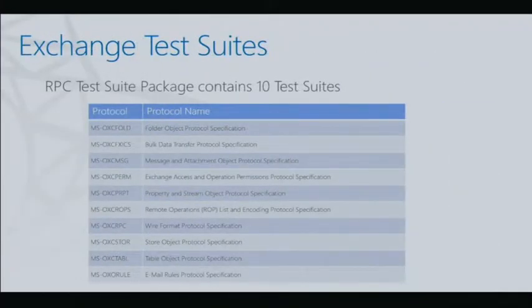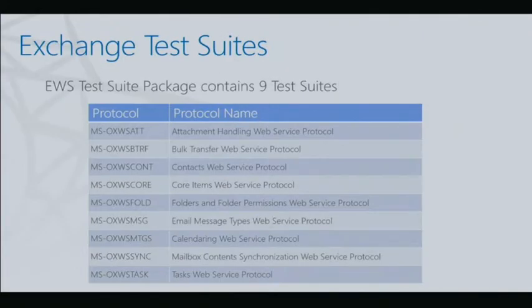So here are the test suites that we have for the RPC family of protocols. We have 10 test suites for the RPC package. In total, they cover close to 800 test cases. So as you can see, there is a significant number of test cases for RPC protocols. And this is for EWS. We have 9 test suites for the EWS family of protocols, and for this one, we have close to 300 test cases.